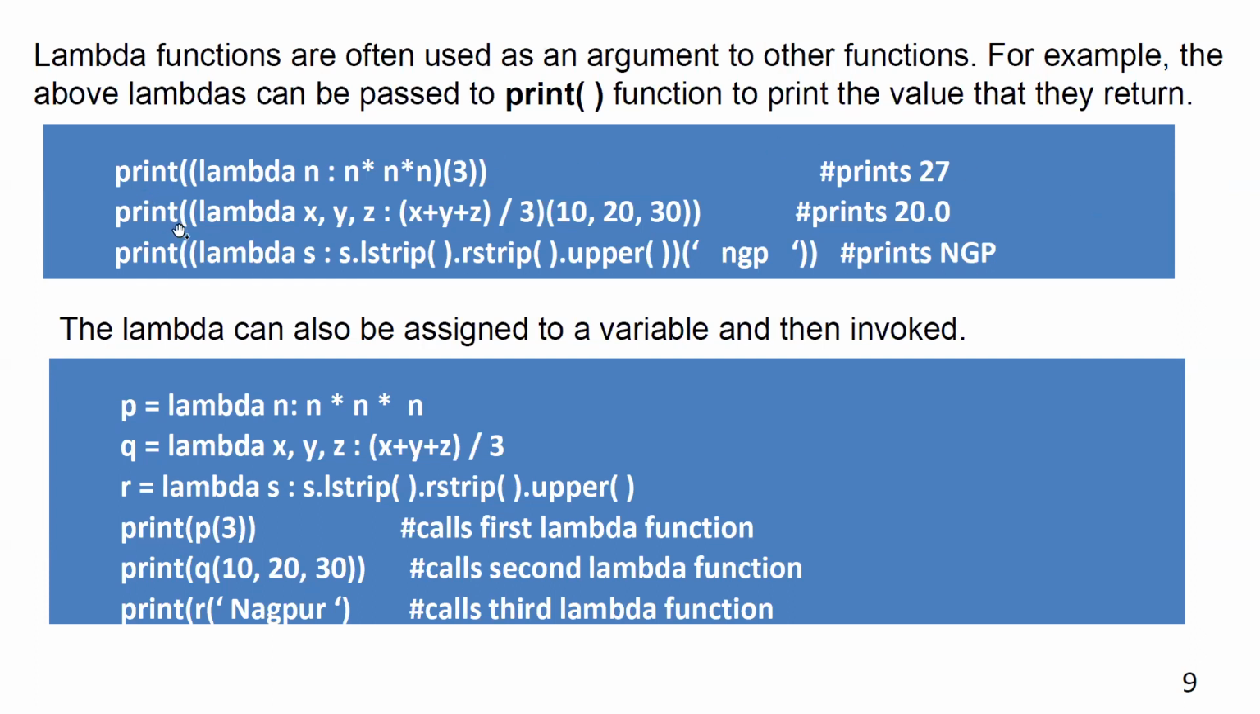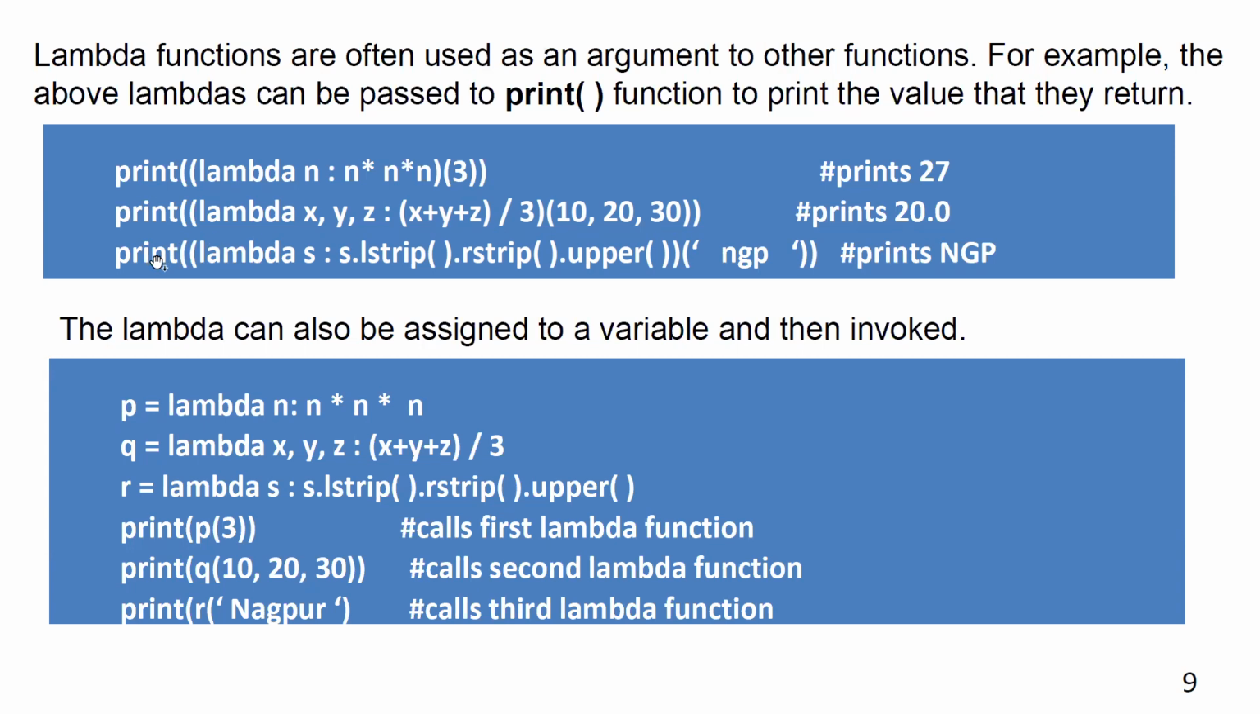Now see here, we are going to give the lambda function as an argument to the print function. So print lambda n colon n into n into n, and what is the input? We are giving the n value as 3. The second one is print lambda x comma y comma z colon x plus y plus z divided by 3, and the values of x, y, z are 10, 20, 30.